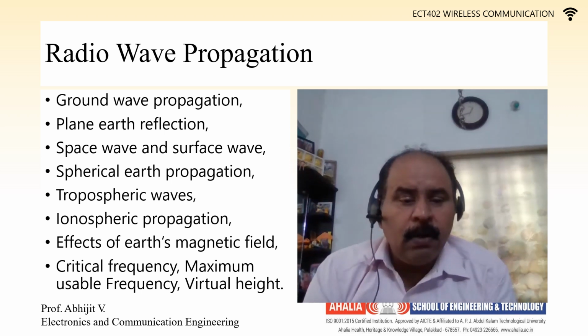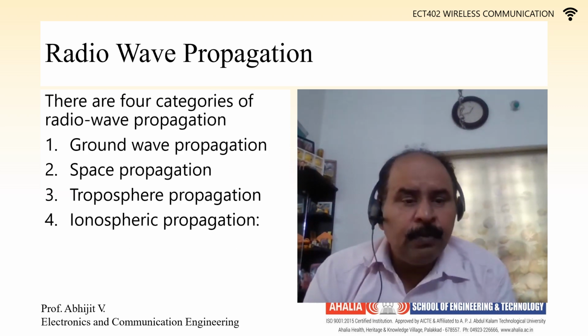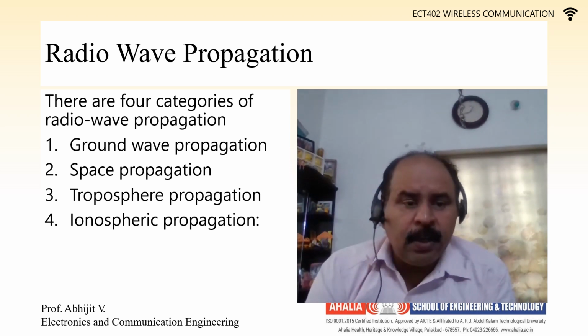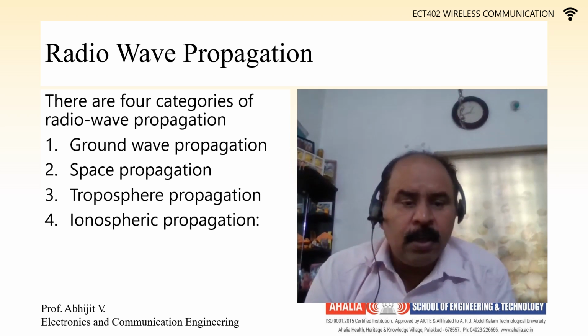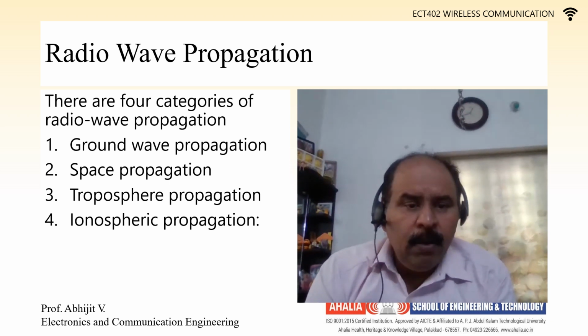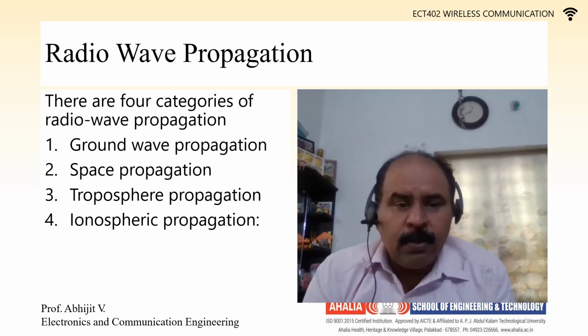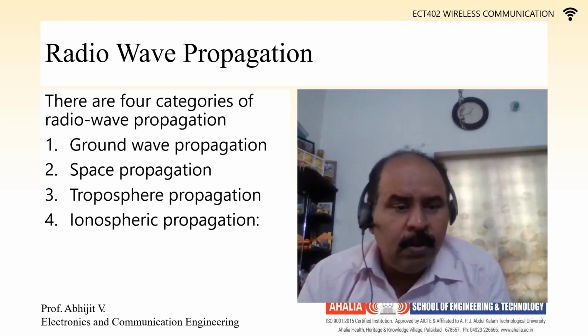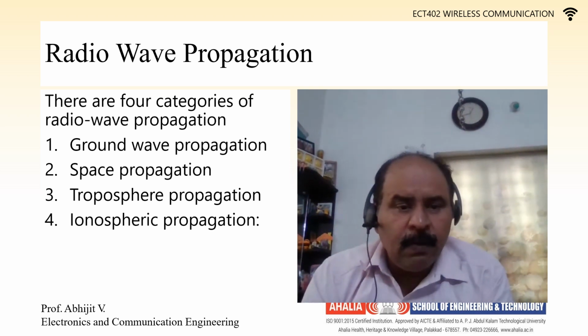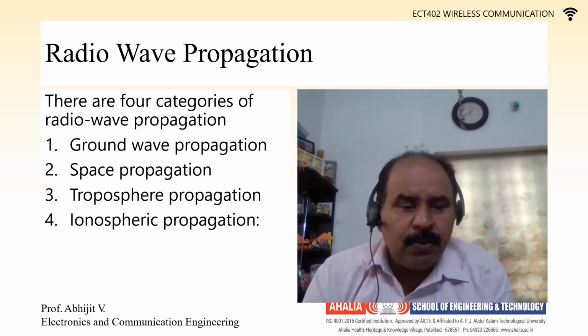We'll see what is ground wave propagation. So in general, radio wave propagations can be categorized into four. That is ground wave propagation, space wave, tropospheric and ionospheric propagation. You can see that this category is divided according to the height at which the waves are propagated from the ground. Let us begin with ground wave propagation.